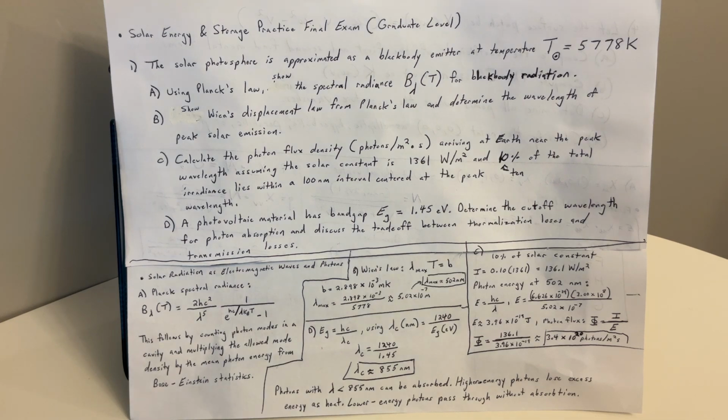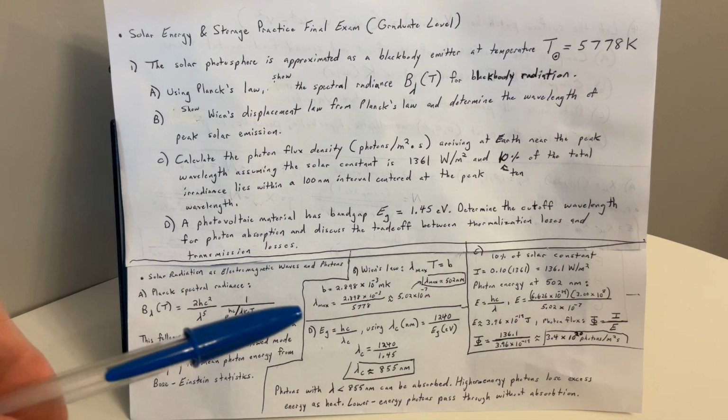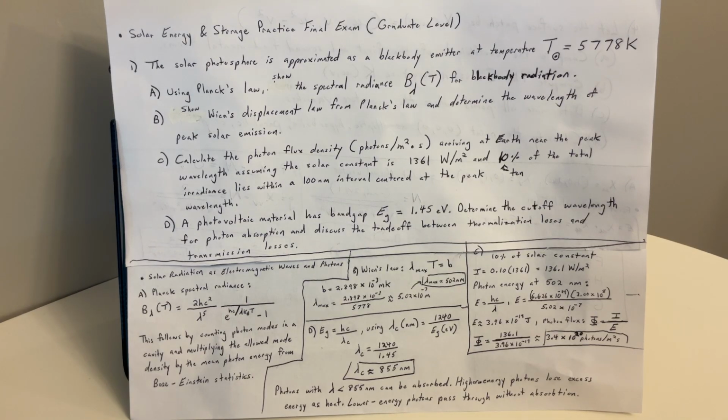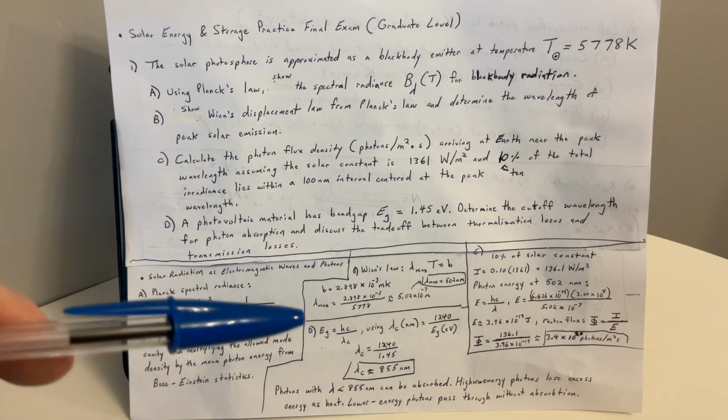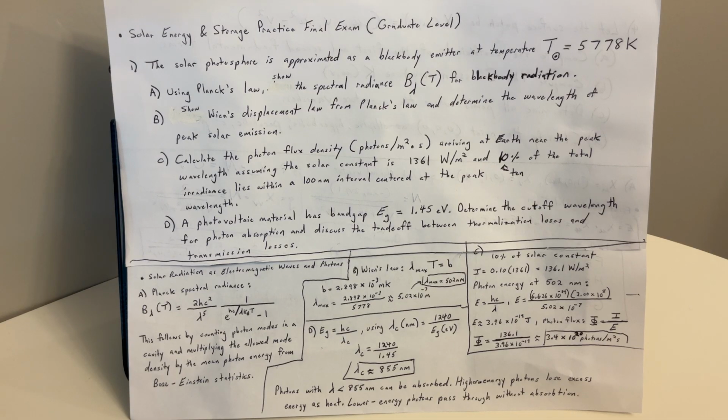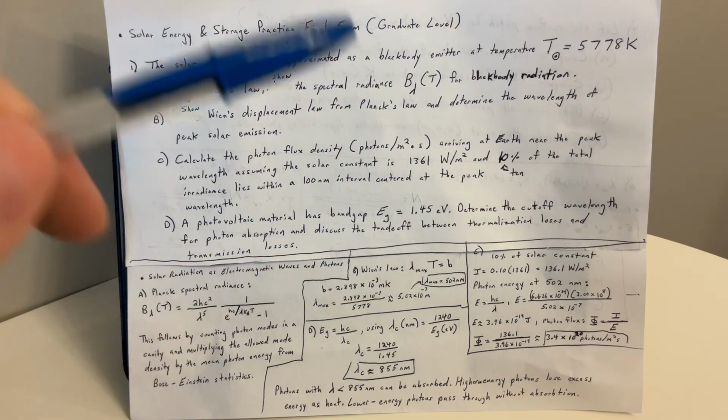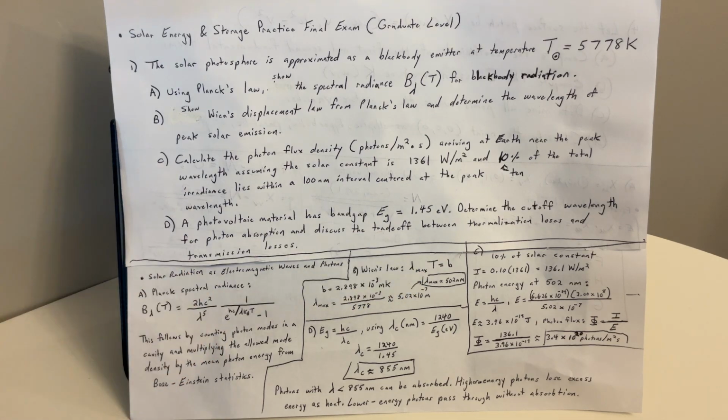Bose-Einstein statistics. Okay, part B, show Wien's displacement law from Planck's law and determine the wavelength of peak solar emission. So just going through this quickly, Wien's law, lambda sub max T equals b, and b is 2.898 times 10 to the negative third m·K. So lambda sub max is 2.898 times 10 to the negative third over our T value, 5,778, which gives us approximately 5.02 times 10 to the negative seventh m, or 502 nm.